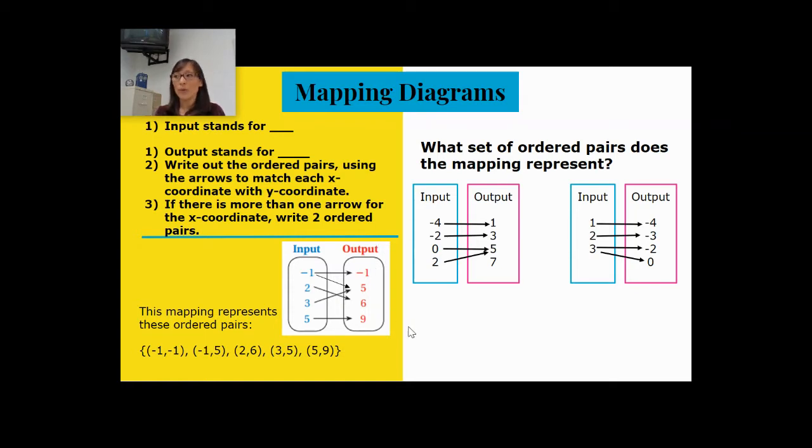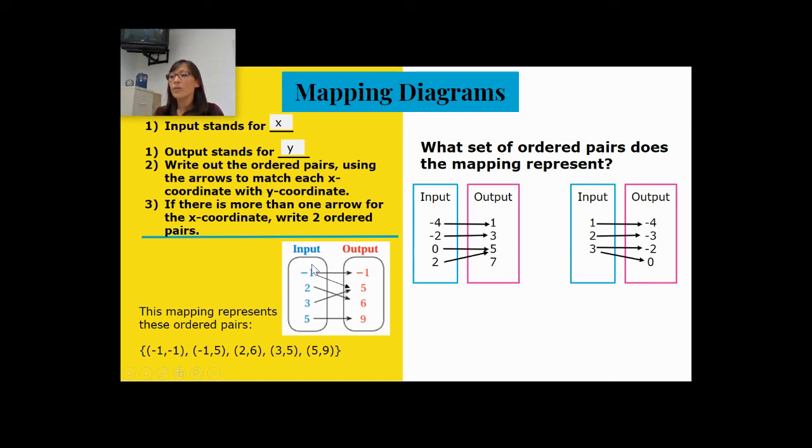If we remember what input often stands for, input stands for X and output stands for Y, then we're able to see what ordered pairs are being represented. So I look at this -1 and I know that that's my X value and it's pointing to this -1, which is my Y value.